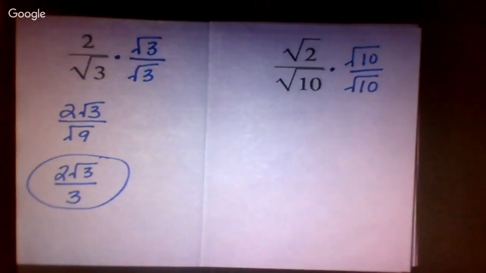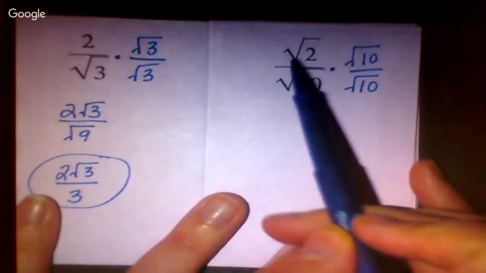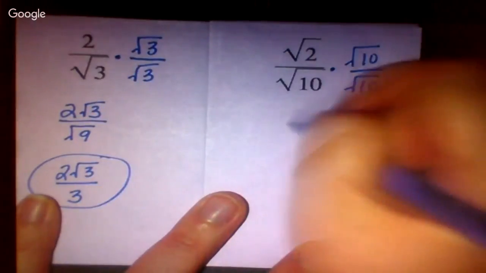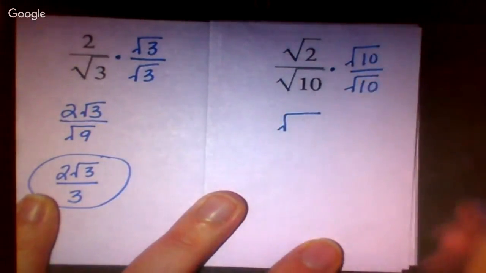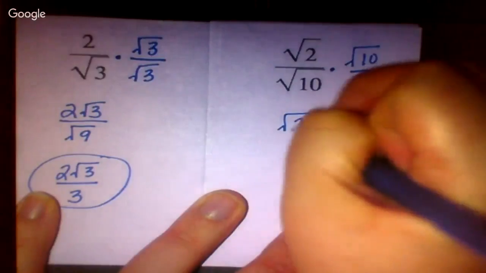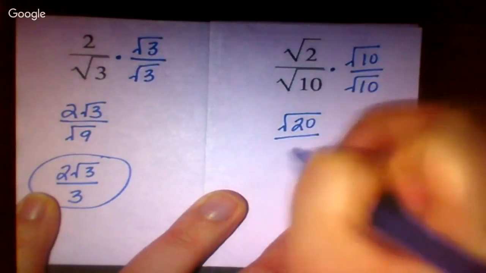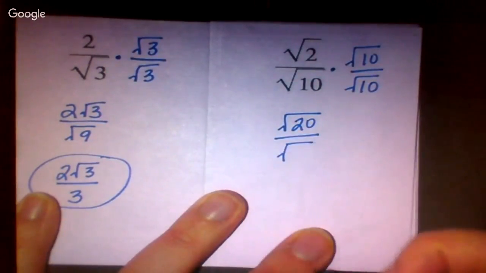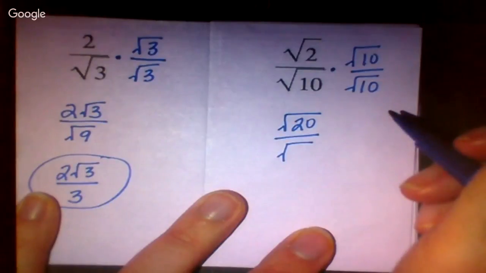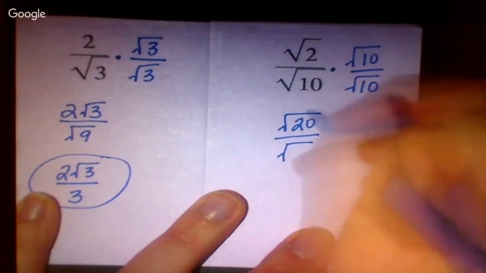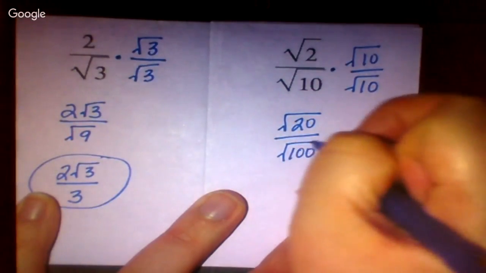That's 1. Okay, so now when I multiply in the top, this is the square root of 2 times the square root of 10, which becomes the square root of 20, divided by the square root of 100. 10 times 10 gives me 100.